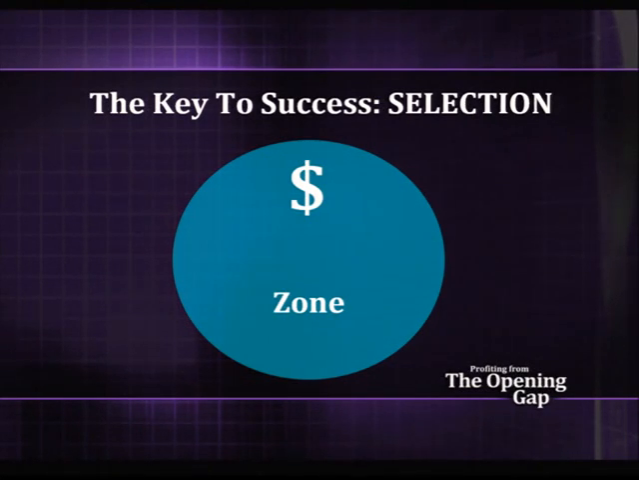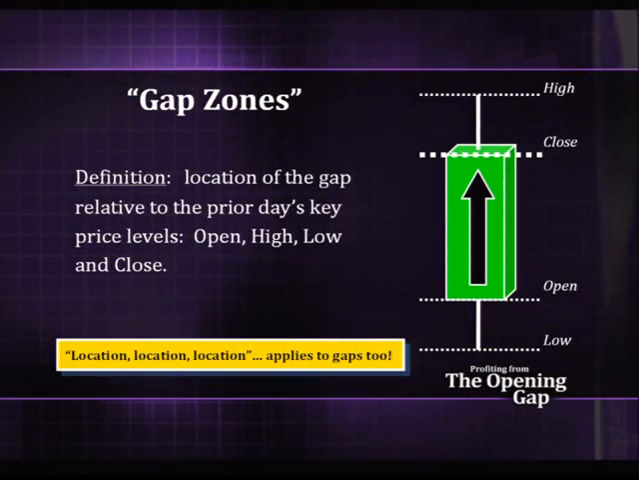Okay. Well, eliminating the most risky ones seems to make sense. It does. So that is the key, and we'll figure out how we do that. That is the key. So first and foremost, the zone. And let me break down what I mean by zone. I'm talking about gap zones.